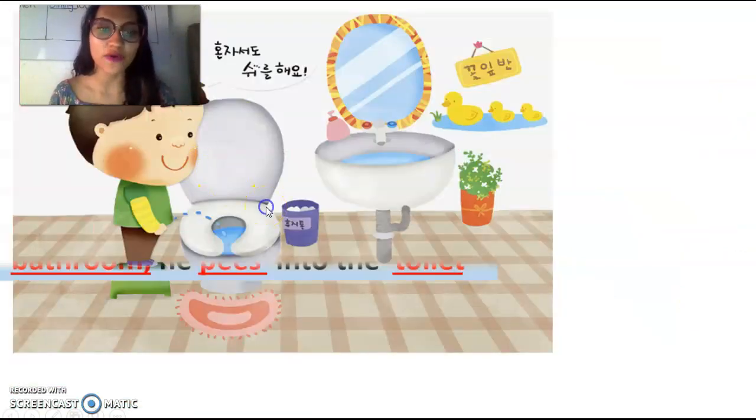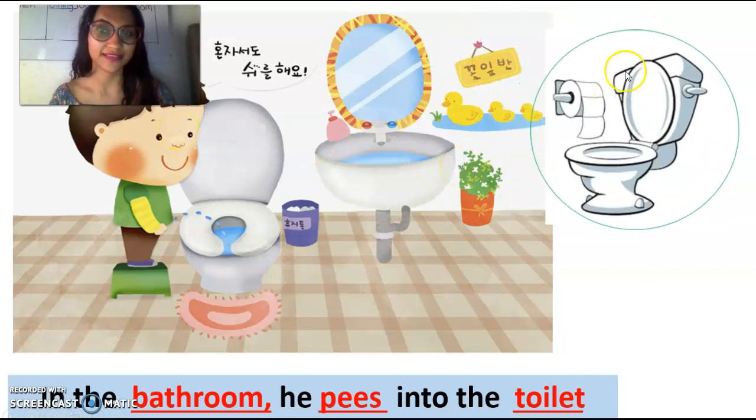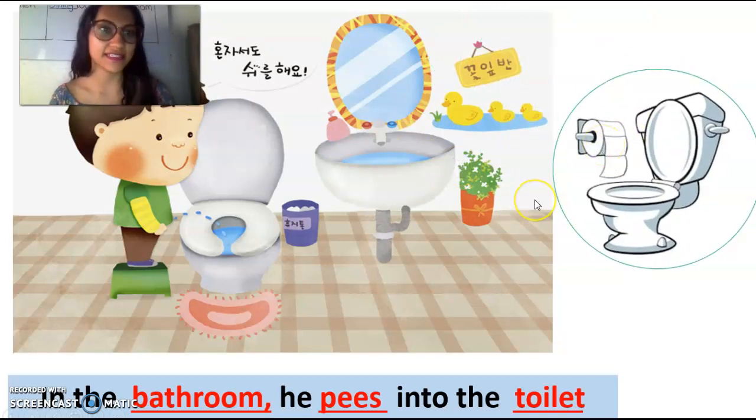In the bathroom, we go to the toilet. He pees into the toilet. This is the toilet and he pees into the toilet. In the bathroom. This is the bathroom. The toilet in the bathroom.